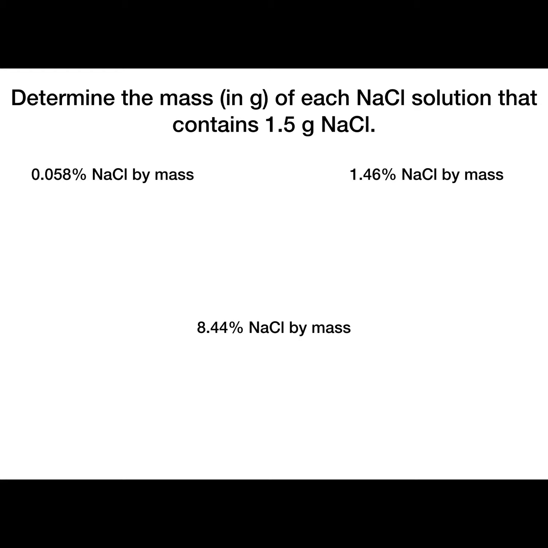So we always start with what we were given. So for all three of these examples, we're going to be starting with our 1.5 grams of NaCl, times, now according to this percent, 100 grams of solution is 0.058 grams of NaCl. So the grams of NaCl is going to go on the bottom. So we have 100 grams of solution over 0.058 grams of NaCl.